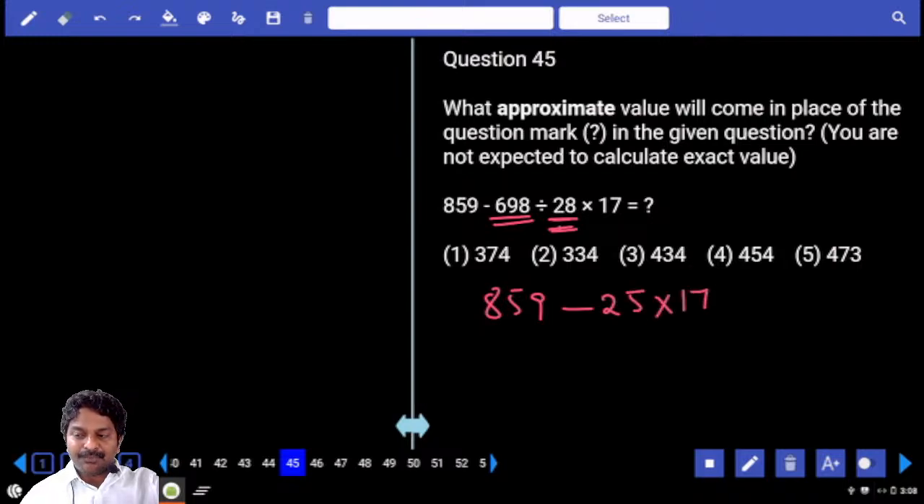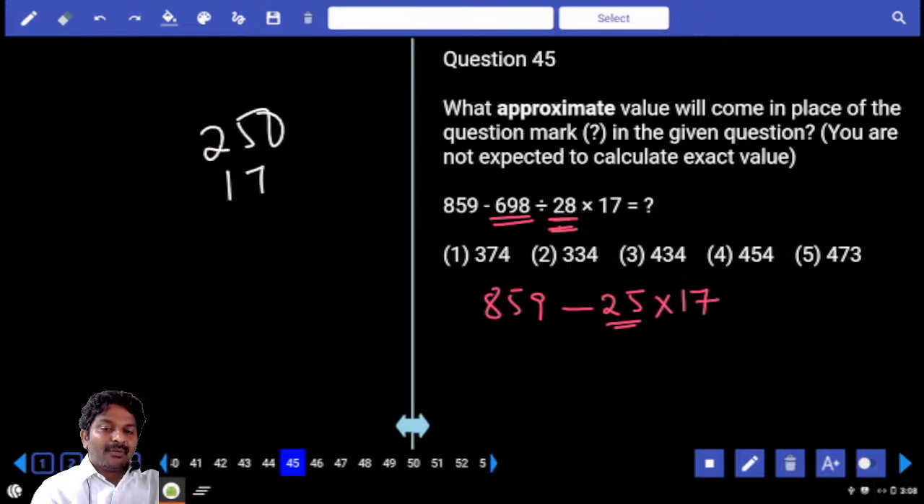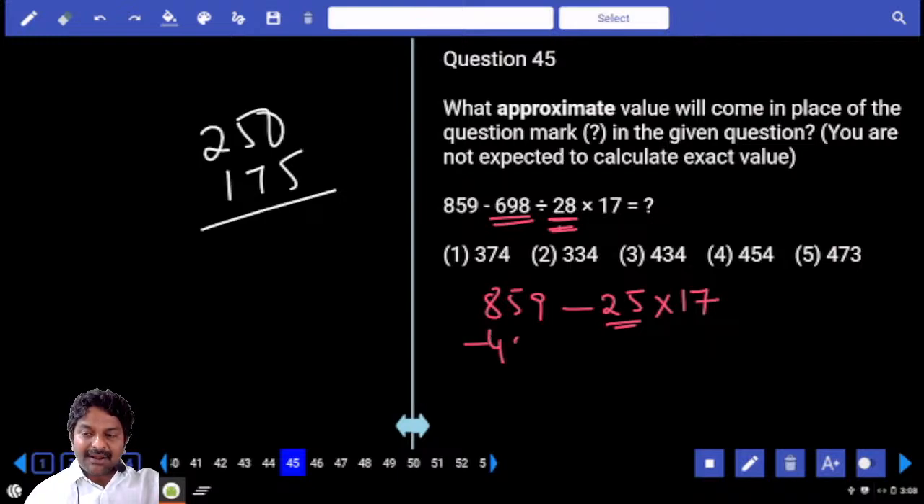25 into 70. 17 times of this number. 10 times of it, 250. 7 times, 175. Both together, 425. If you subtract 425. Come on, tell me. 434.